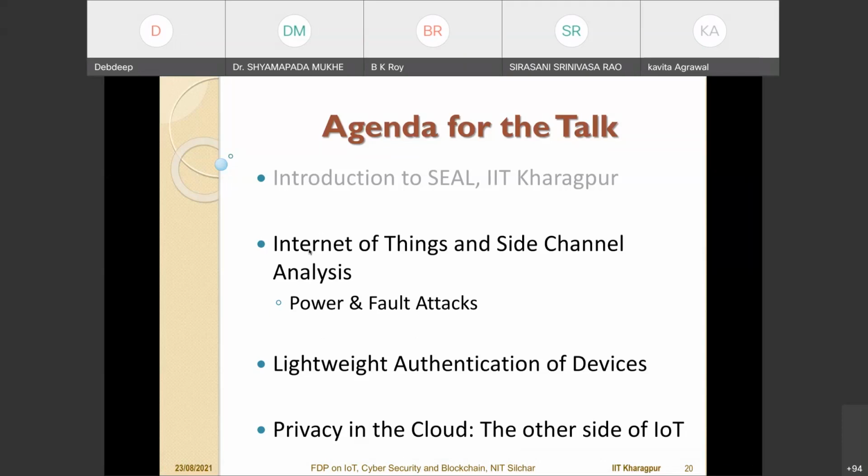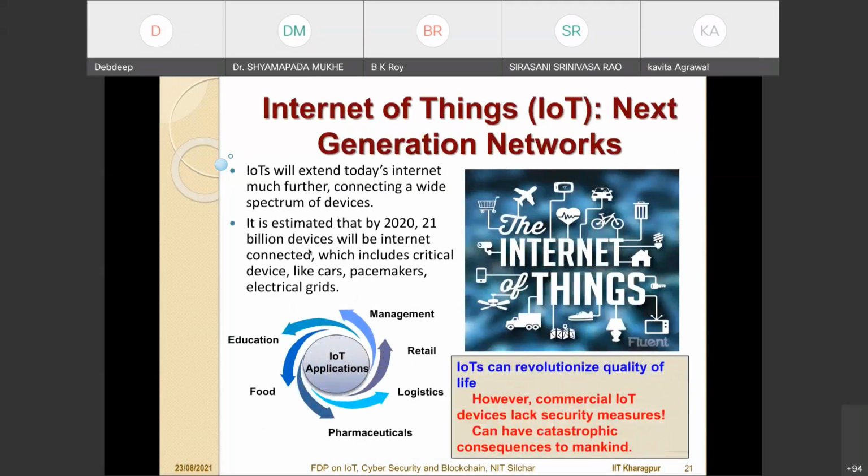Okay. So if there are no more questions, then let me go into the second part of my talk, where I try to talk about side-channel attacks in slightly more detail. So we have been talking about IoT. I think one of the stretches of this workshop is also on IoT.